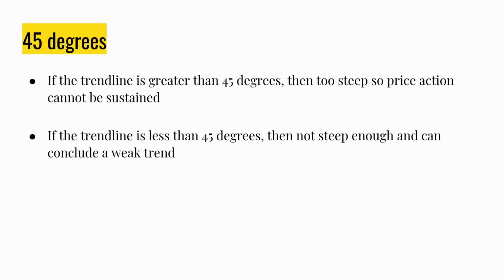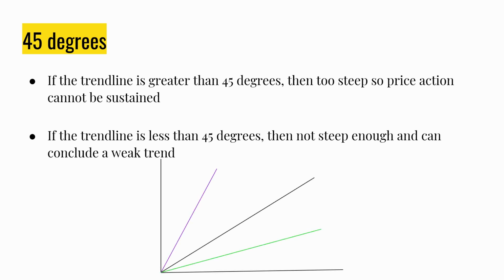For instance, here we see the purple line is too steep, while the green line is not steep enough. A healthy trend line will be around the black line, which represents the 45-degree angle.